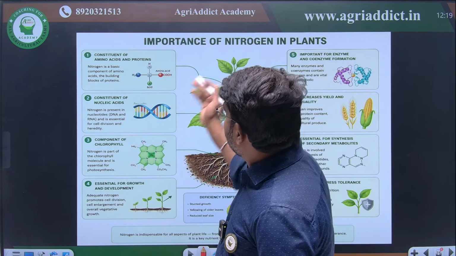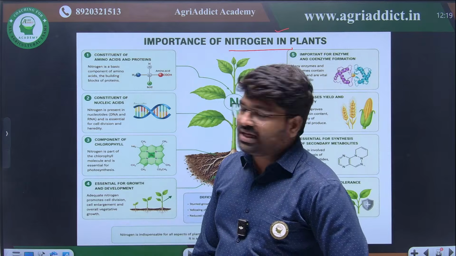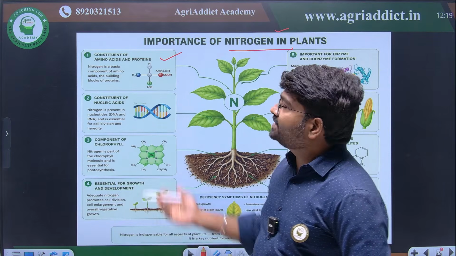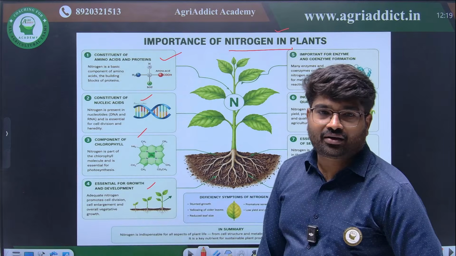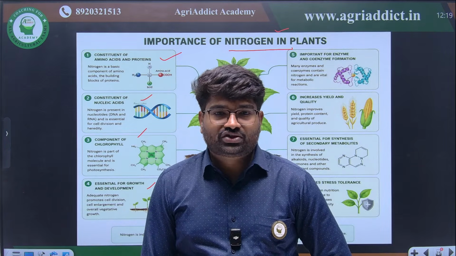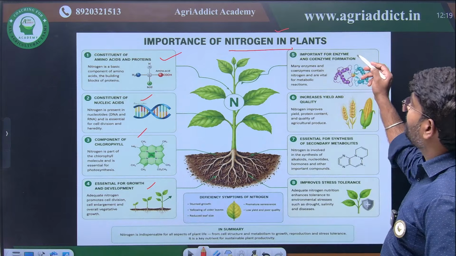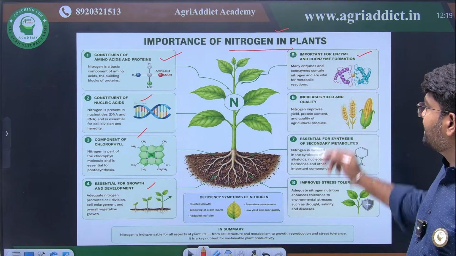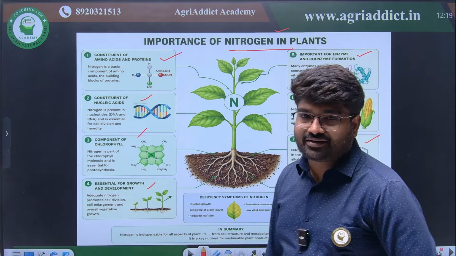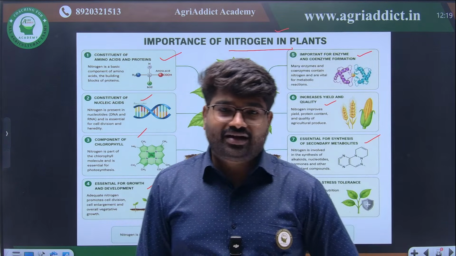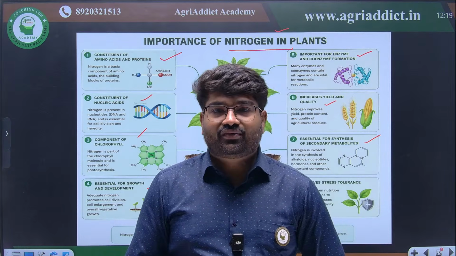We know the importance of nitrogen in the plant. What is the most important thing? It's a constituent of amino acids and proteins, nucleic acids, chlorophyll, and it is essential for plant growth and development. These are the most important functions of nitrogen. Apart from that, it is important for coenzyme and cofactor formation. It will increase the yield and quality. It is also involved in the synthesis of secondary metabolites like alkaloids. These are the basic importance of nitrogen in plants.